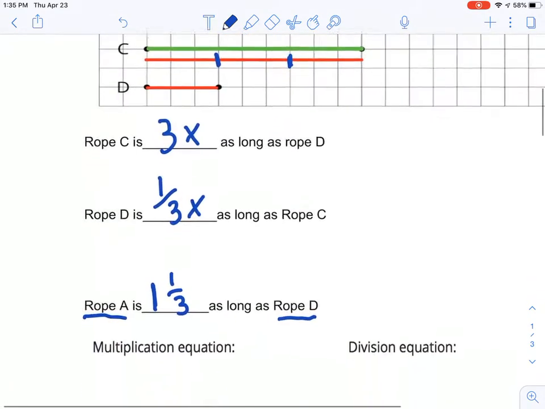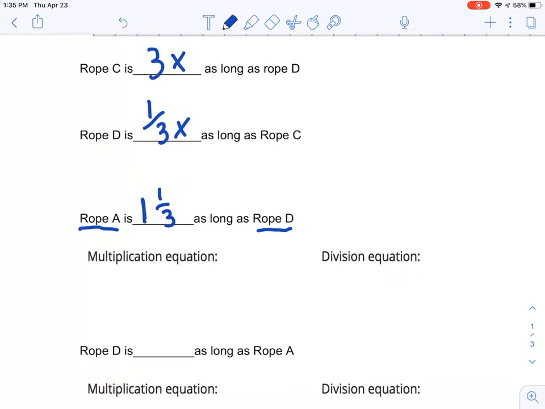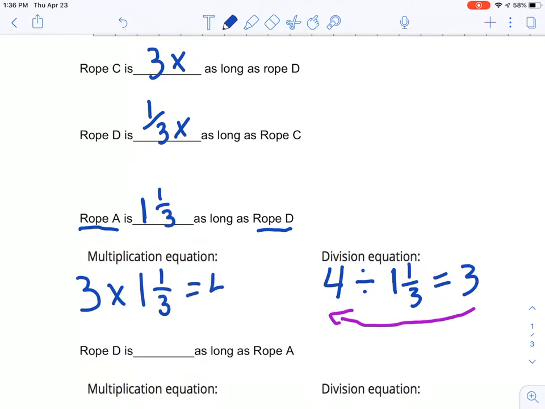Okay, perfect. So multiplication and division equation. So we take our division equation, we understand that rope A is 4, and we divide that by the fractional length of 1 and 1/3, and that will get us the length of 3, which is the length of rope D. Now for multiplication, we understand that it is always the inverse, always the opposite. So instead of starting with 4, we can start with 3, and we do 3 times 1 and 1/3, which gets us 4.